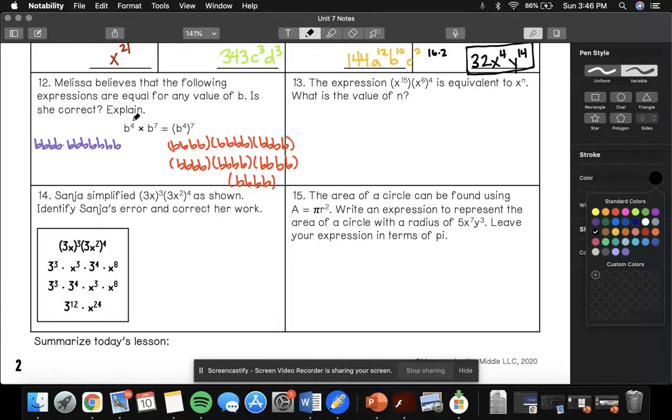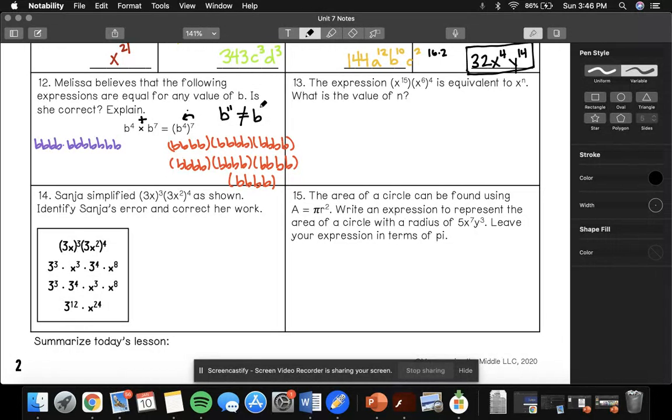Okay. You could also just apply the rules. If you know that we're multiplying bases, we could add the exponents together. And then if we have a power to a power, we can multiply them. You can tell that b to the 11th is not equivalent to b to the 28th.